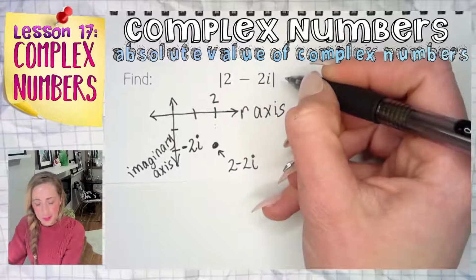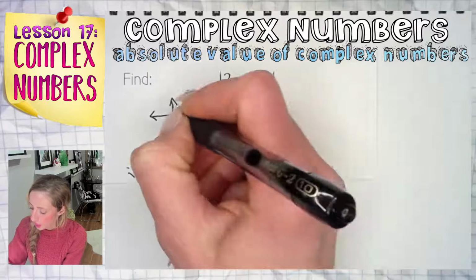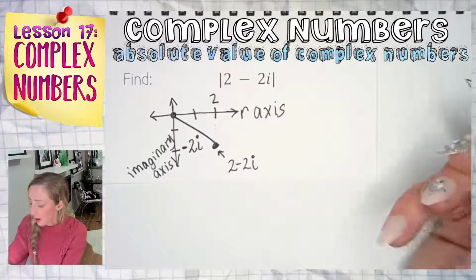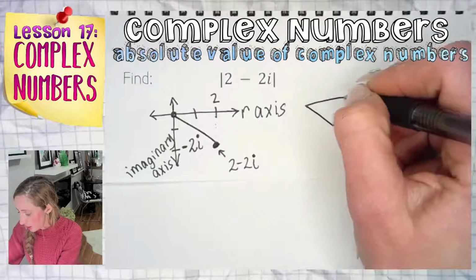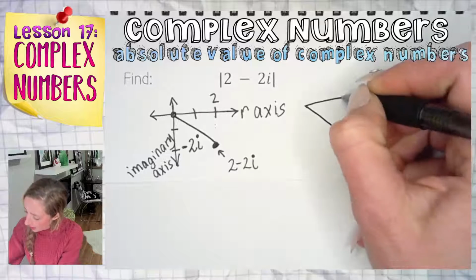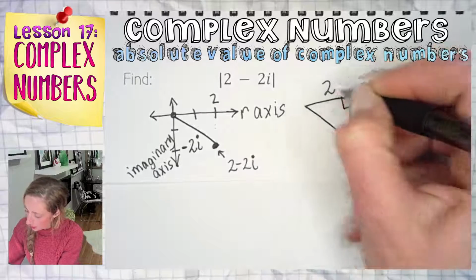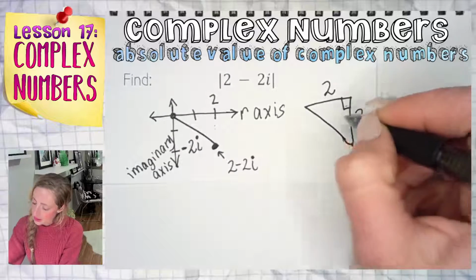But if we want to find that absolute value, we are actually wondering how far that point is away from 0. So to do that, we're going to think of it as being the hypotenuse of a beautiful right triangle. This right triangle is actually extra special. 2 and 2 are the lengths of the sides. It's got a 90-degree angle.